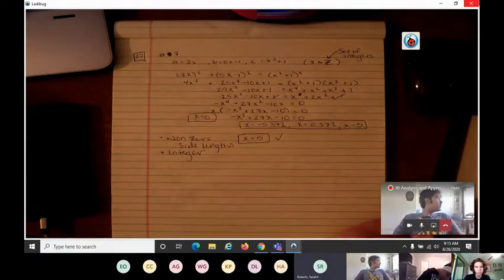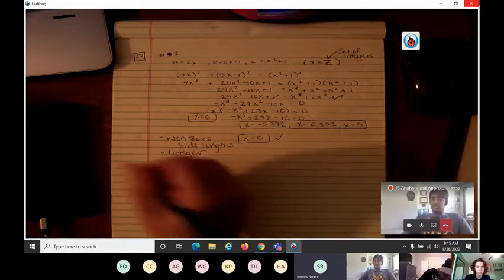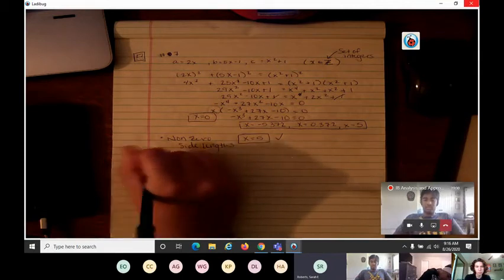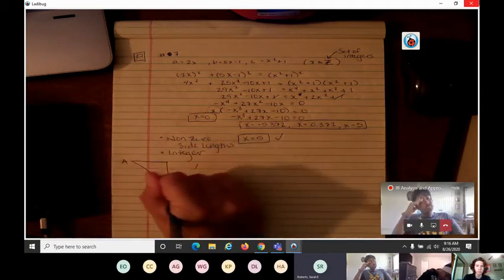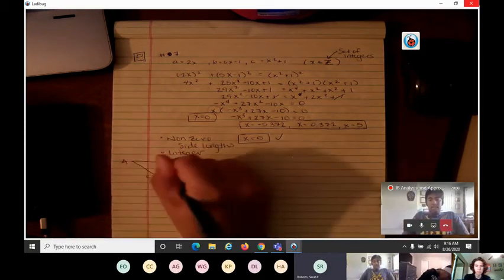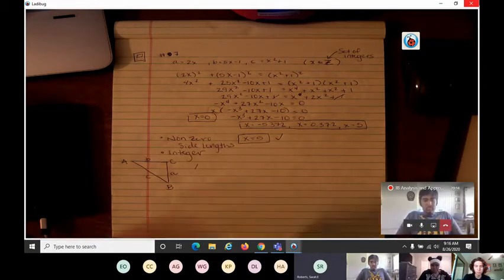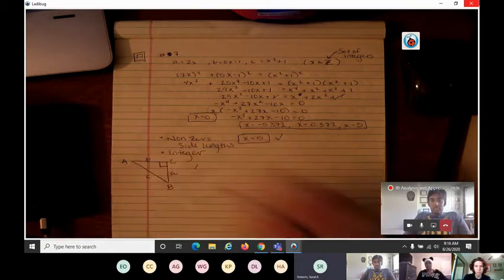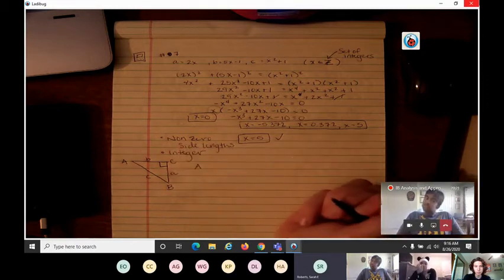Then it says find the angles A and B. I'm going to draw the triangle real quick that it gives you to do this problem with. So we have A, B, and C, little a, little b. It wants us to find the angles A and B, obviously, because C is a right angle. So we need to figure out a relationship between the angle A and the side lengths. What's the relationship?